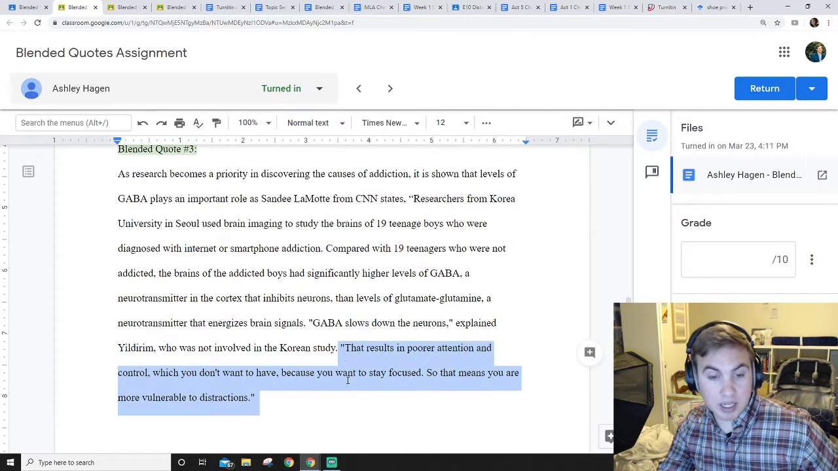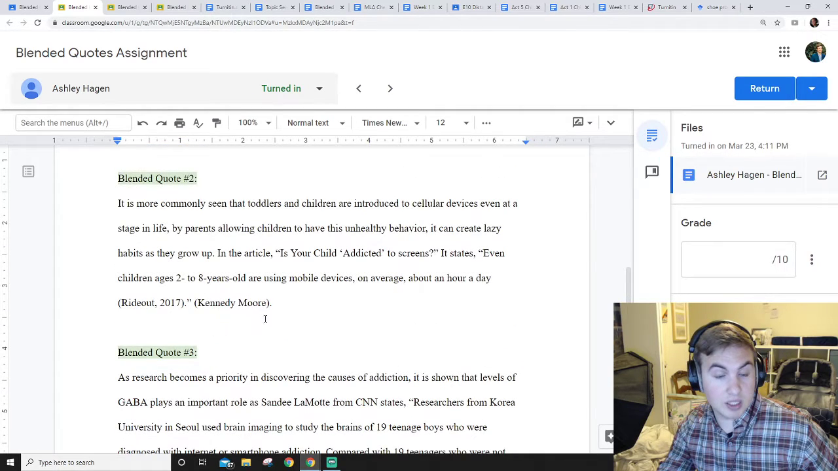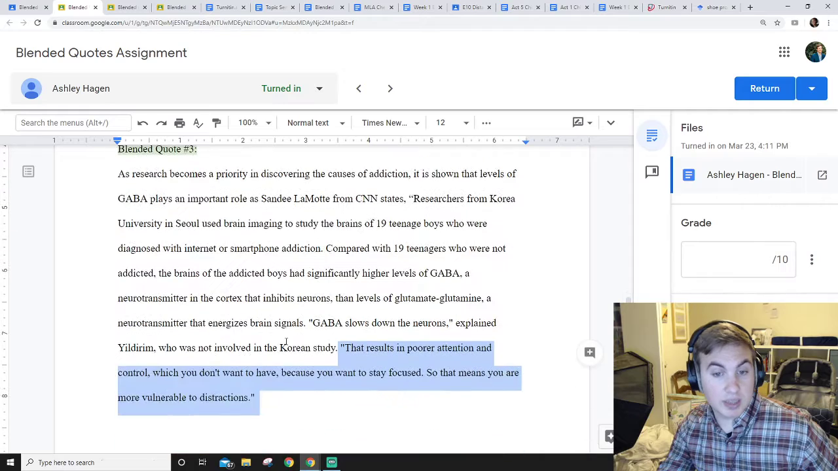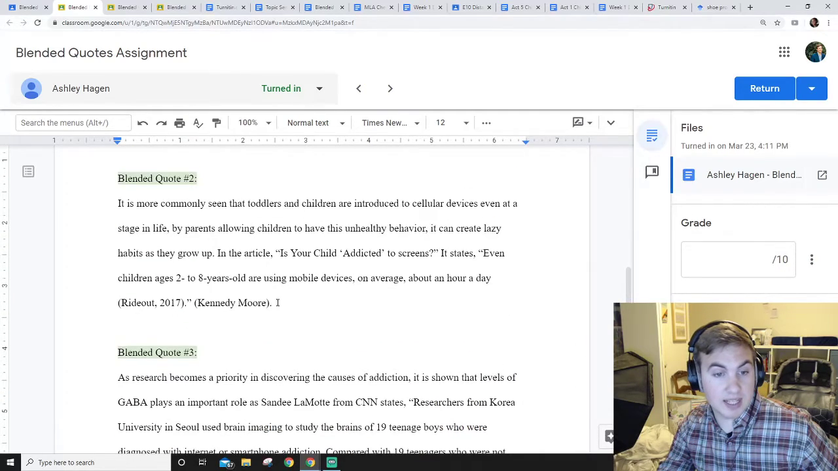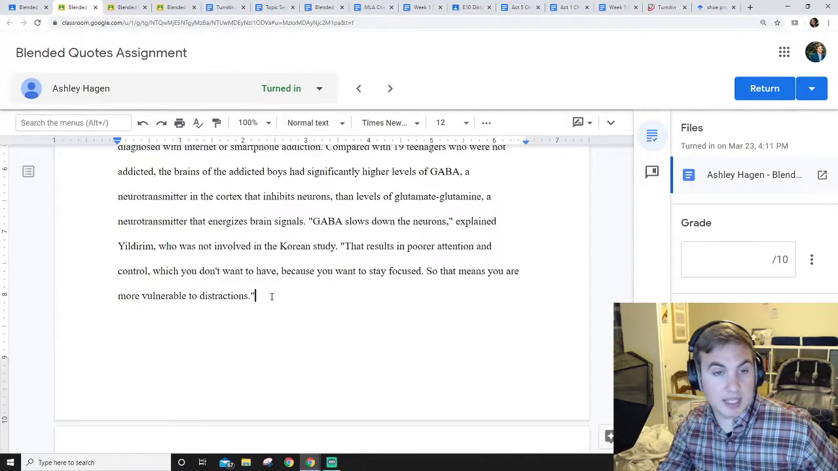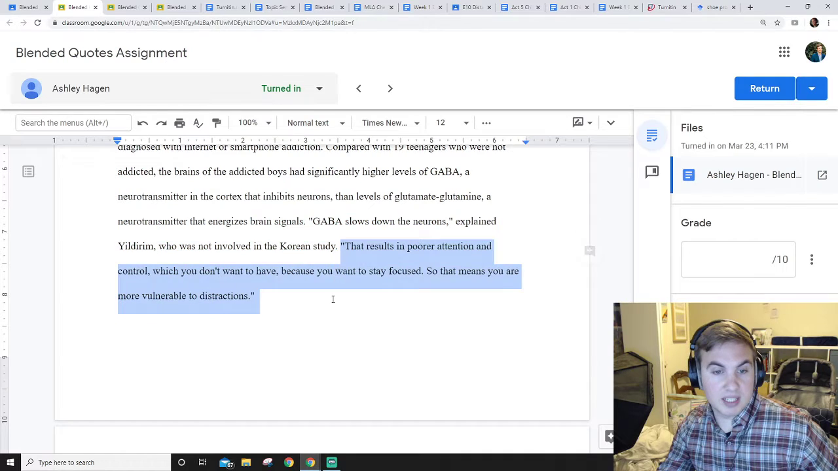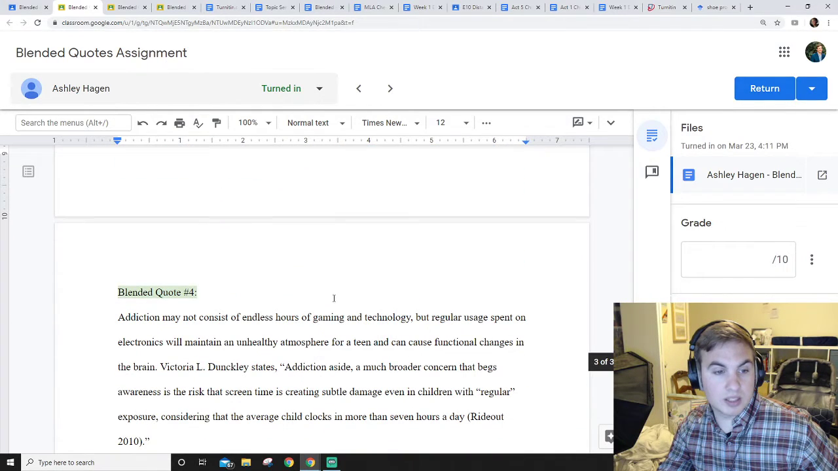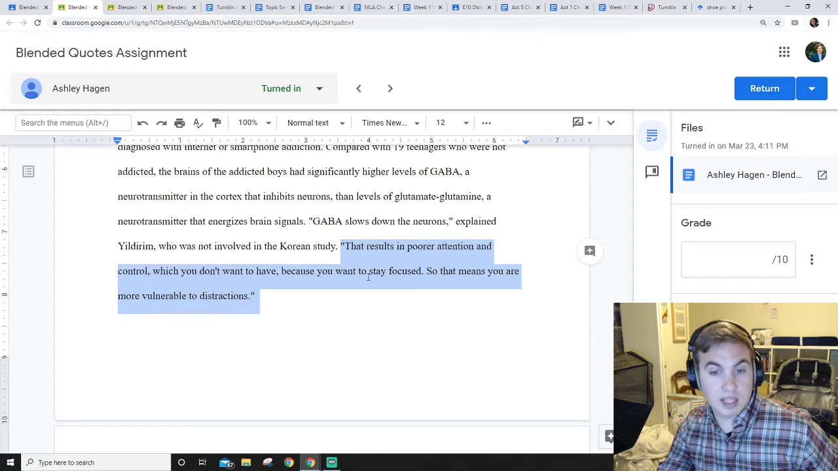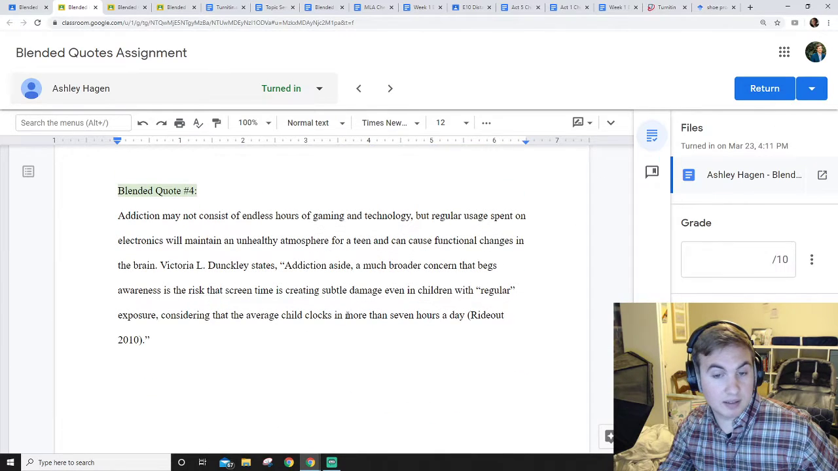This is not a blended quote. This is just a quote. What I do notice is missing with these quotes down here is what? A citation, right? This one has a citation, but we need the citation down there. So this is a great blended quote. Explained Yildirim, who was not involved with the study, right? This whole highlighted section is a good blended quote. However, this side of it, oh, unless there's more. Okay, no, there isn't. This is not blended, so you would need to blend that. All right.